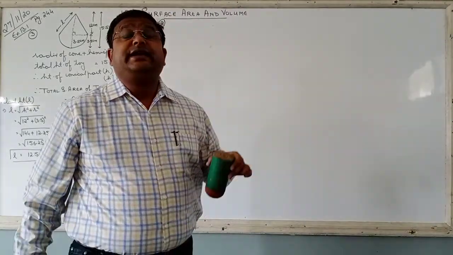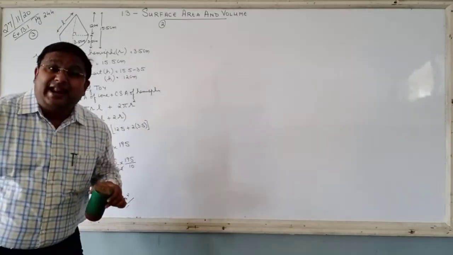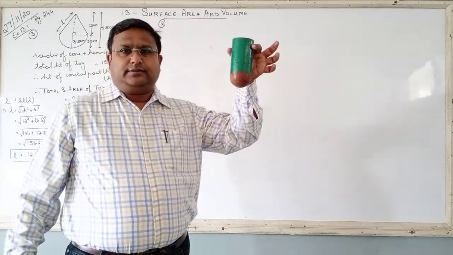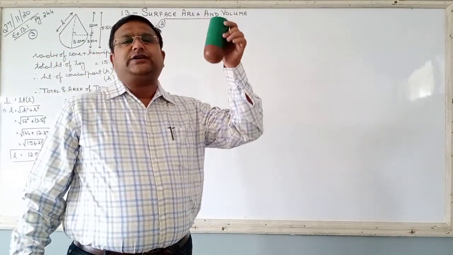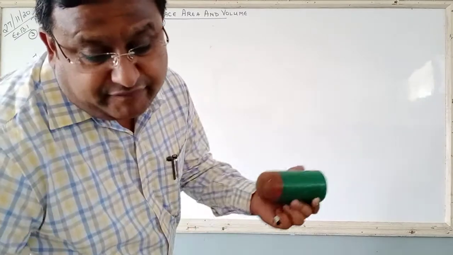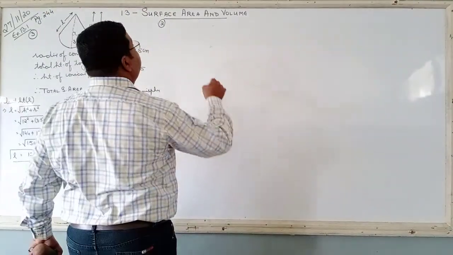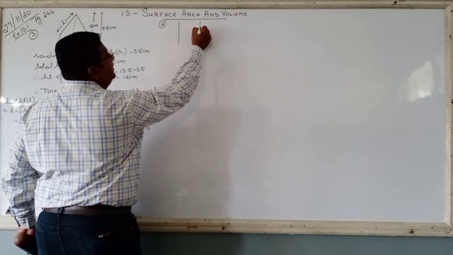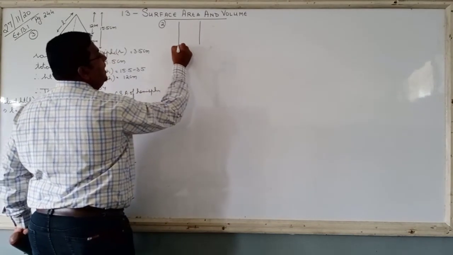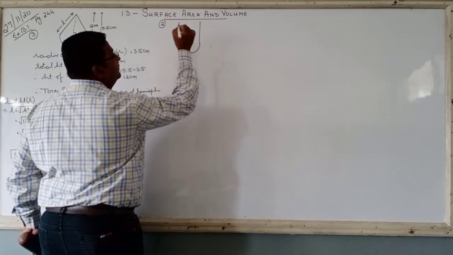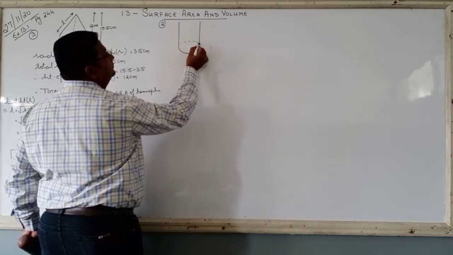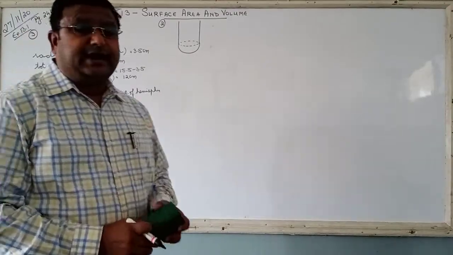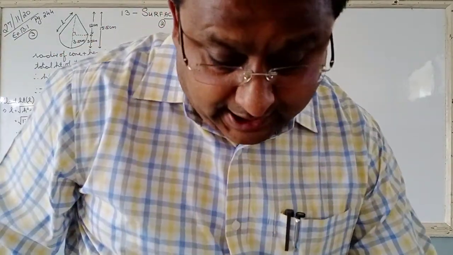You have seen it in your chemistry labs. Test tubes are the best example. He says a vessel is in the form of a hollow hemisphere mounted on a hollow cylinder. This is a cylinder and a hemisphere is mounted on it. Can you see that? And the radius of this cylinder and the hemisphere is going to be the same.